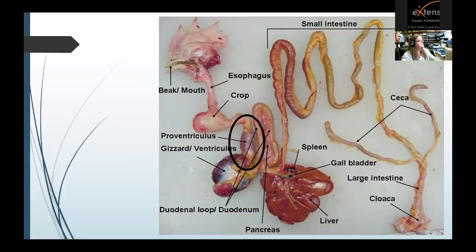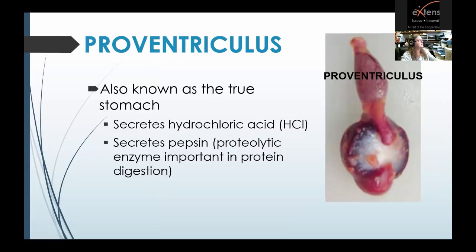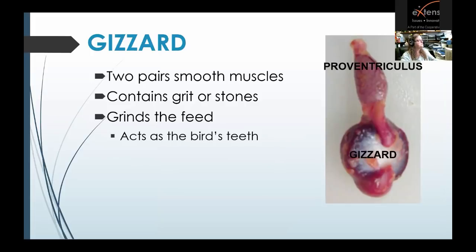So the next part is the proventriculus, which is the true stomach of the chicken. It's like our stomach. And it's here that the lining of the proventriculus secretes hydrochloric acid to reduce the pH. It secretes pepsin, which is an enzyme important in protein digestion. So it's here that the digestive process actually begins. And it's funny that it's before it gets into the gizzard, which are smooth muscles which are used to grind up the feed. The two pairs of muscles work in opposition.